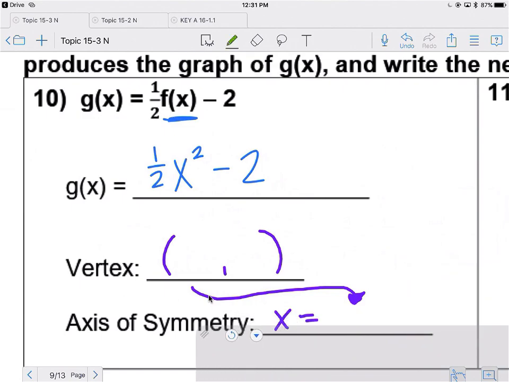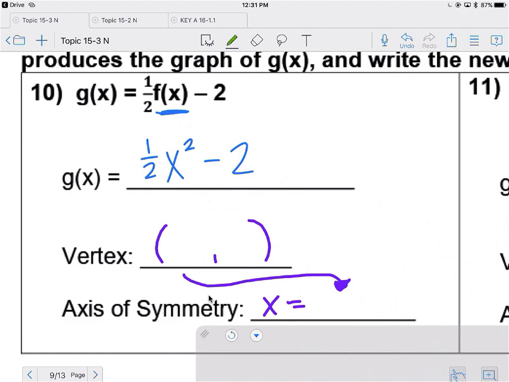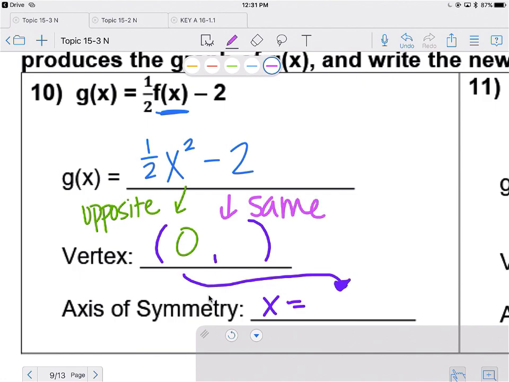My vertex, just by looking at this without drawing it, is always going to be the opposite of whatever is inside with x. In this case, because we don't have anything inside with x, there are no parentheses, it's a 0 because there's nothing listed. And then it will always be the same as whatever your y is. So the negative 2 comes straight down. You'll see what I'm talking about better on problem 11. So my axis of symmetry is x equals 0 because that is the 0 from my vertex.